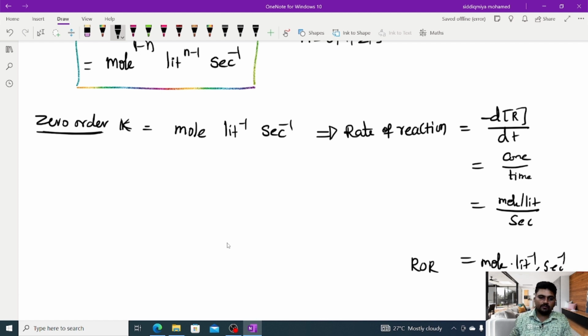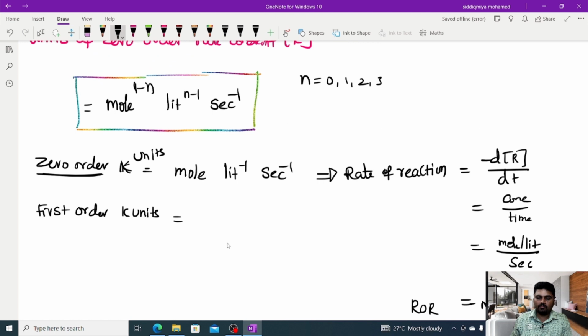Suppose they are asking the first order k units. Now what can we write? We can write mole power 1 minus 1, which is 0. Something power 0 is 1. Liter power 1 minus 1, 1 minus 1 means 0, liter power 0 is 1. So for first order we get second inverse.